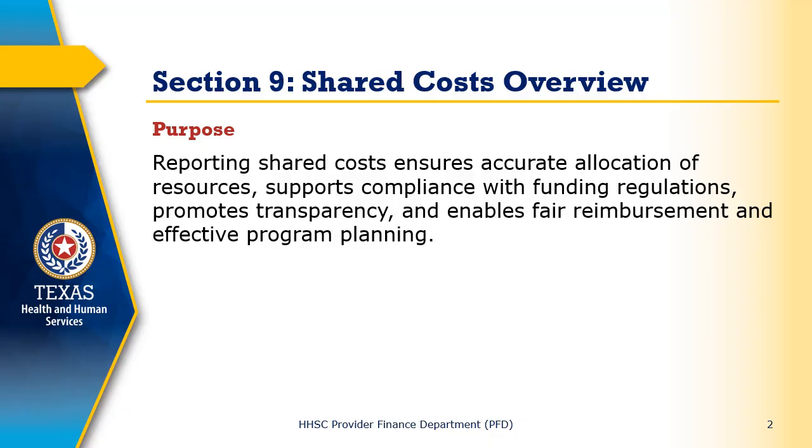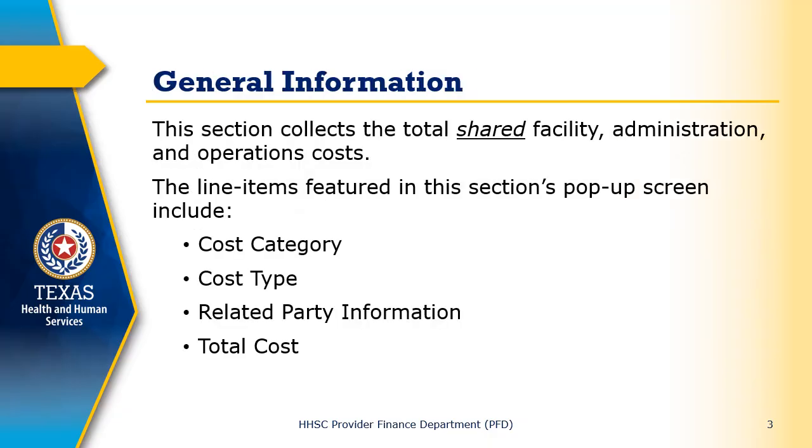Accurate shared cost reporting is essential for setting reimbursement rates. If shared costs are underreported, providers may be underpaid. If overreported, it could lead to overpayments. This lesson provides a comprehensive overview of the shared facility, administration, and operations costs, and explains how to add the costs to the report. Section 9 includes detailed line items categorized by cost category and cost type.